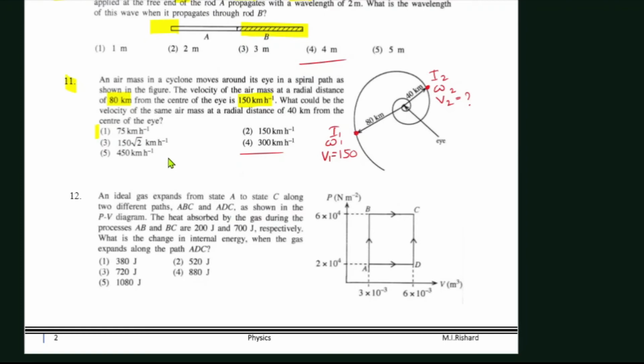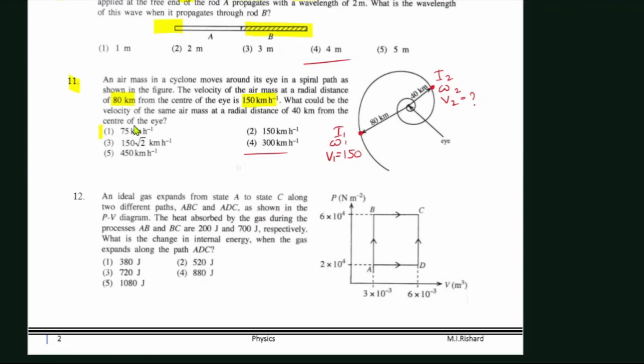So that's done. Okay, let's get going with the next problem. Let's move on to the 12th question. This is going to be a question from thermal physics. This is quite a good question, so you need to analyze it very well.